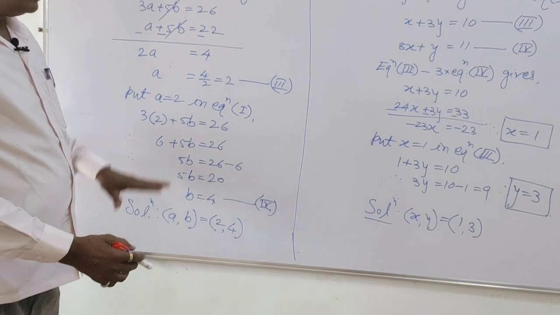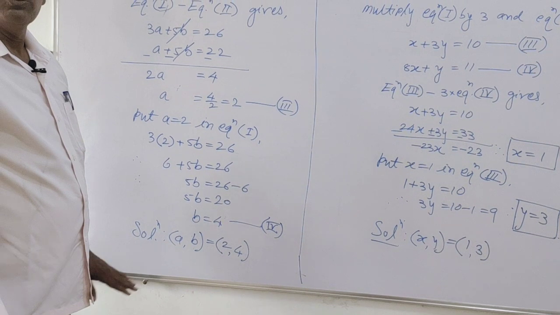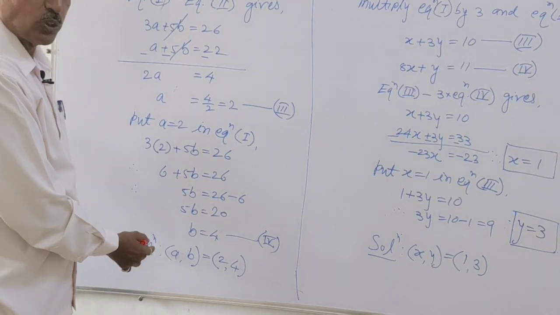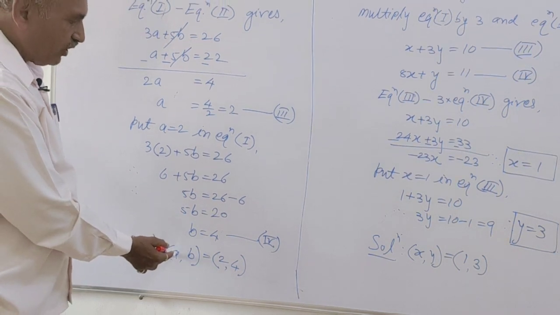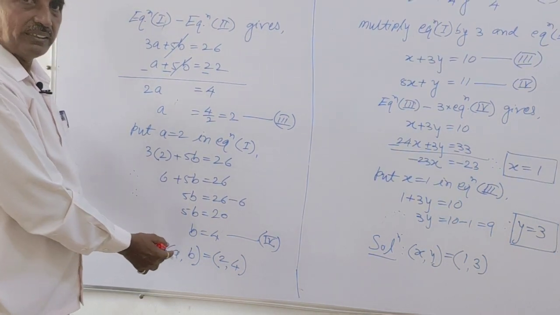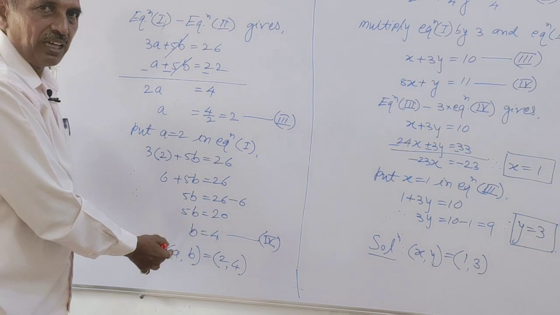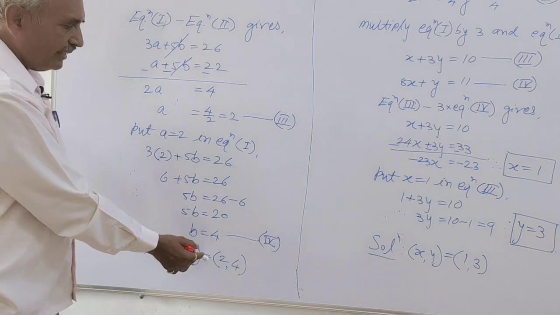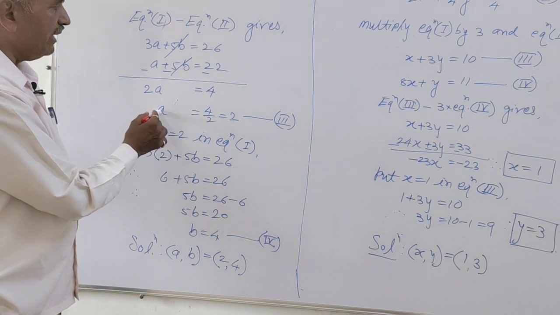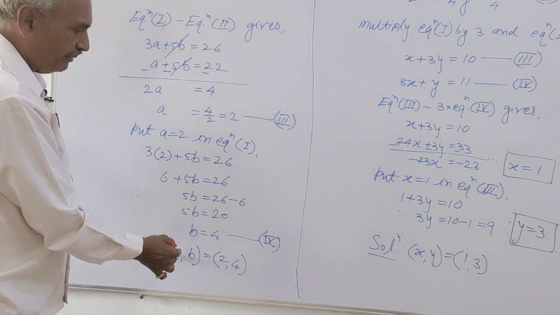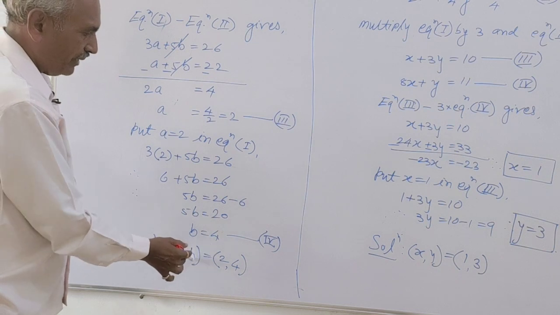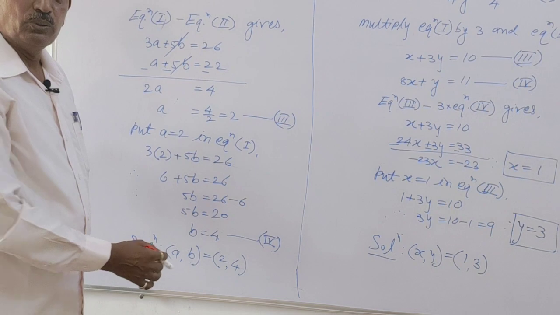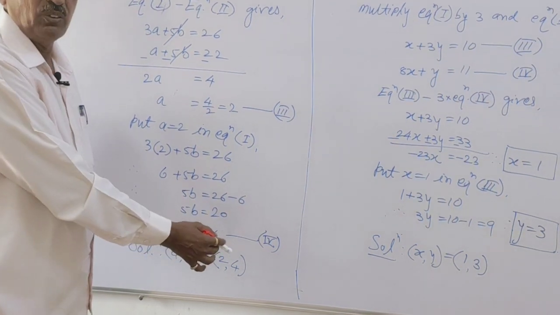And ultimately, at the end we have to conclude this and write the answer, or solution, as we call it. Value of a and b, this is the manner in which your answer can be expressed. a comma b is equal to, in place of a will be 2, in place of b will be 4. This shows value of a is equal to 2 and value of b is equal to 4.